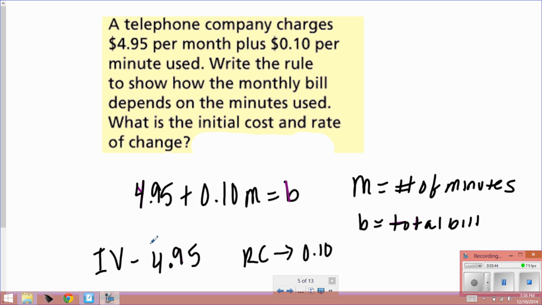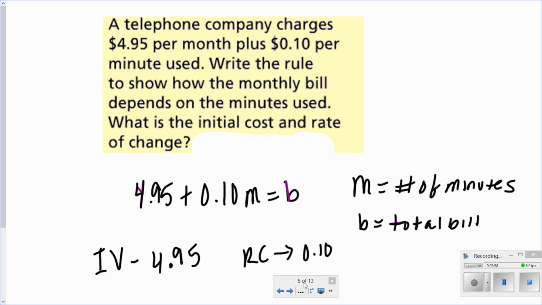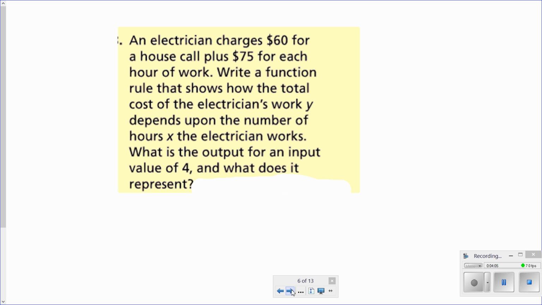You should have got $4.95 plus 10 cents times M equals B, or whatever variables you use are fine. M represents the number of minutes. B equals our total bill. The initial value is $4.95, and the rate of change was 10 cents. Go ahead and try one more on your own.